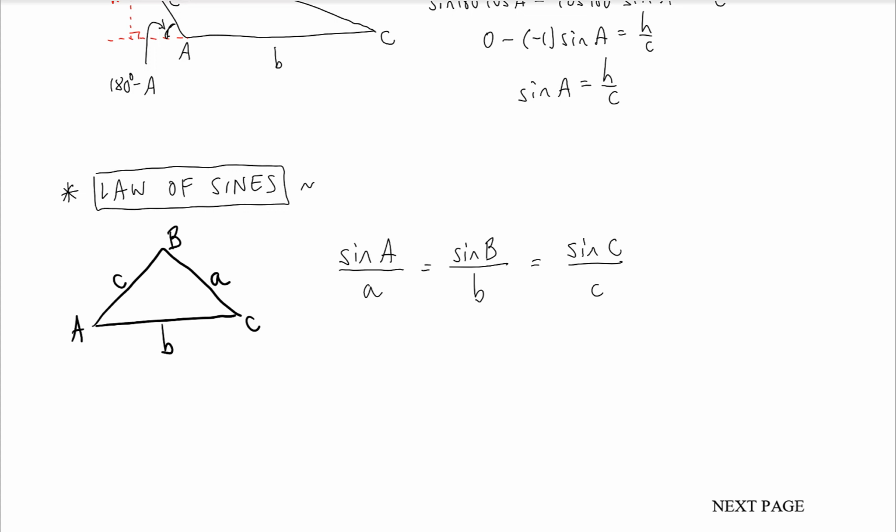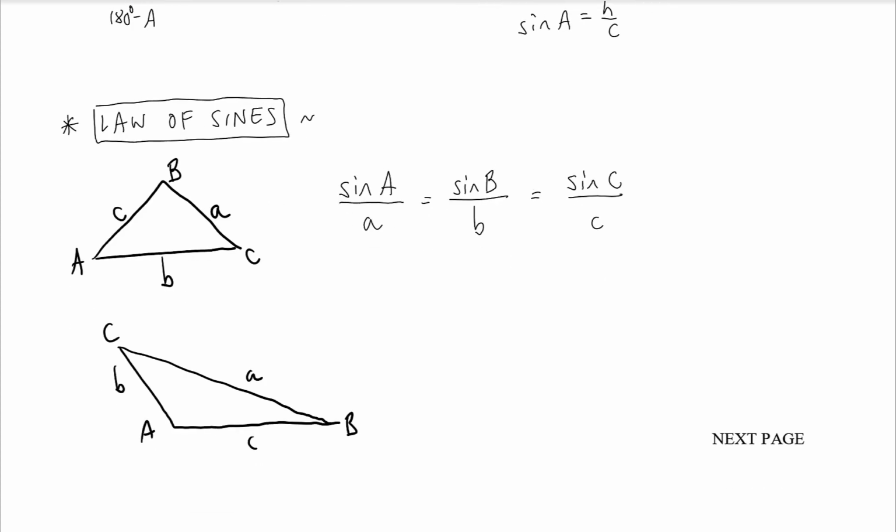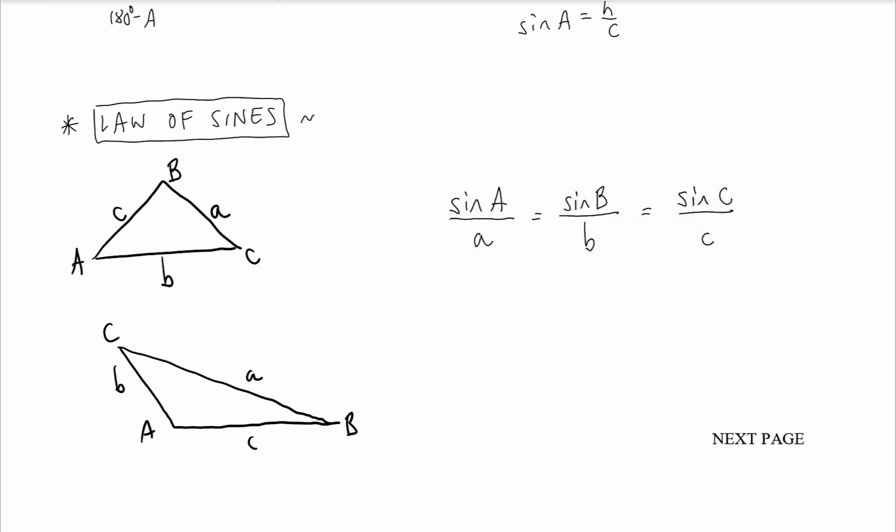And by the way, it doesn't matter if you have an obtuse triangle. So A, B, C. Doesn't matter if it's an obtuse triangle either, this would still work. So this little identity or formula would still hold true.